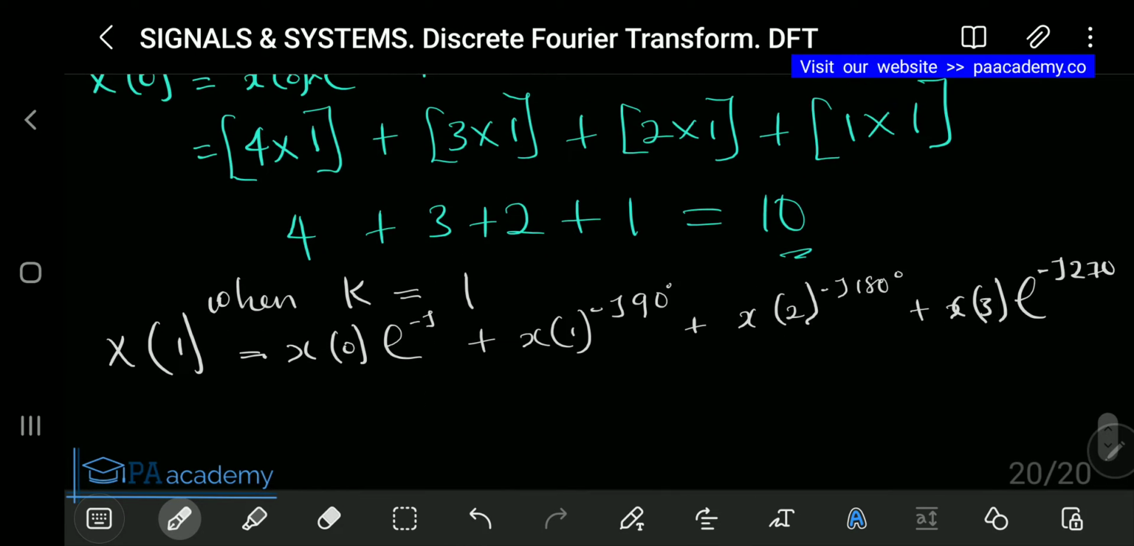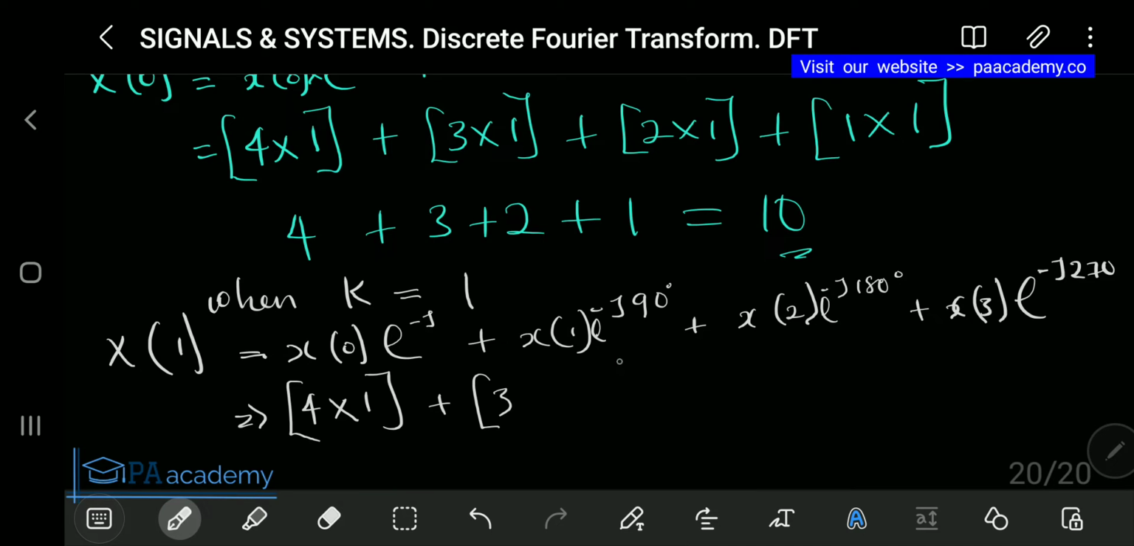Alright, so let's tidy this up. So don't forget our x of 0 is 4, so that will be 4 times exponential minus j is 1. Then plus x of 1 is 3. Okay, I think I omitted exponential here. There should be exponential, and here too.